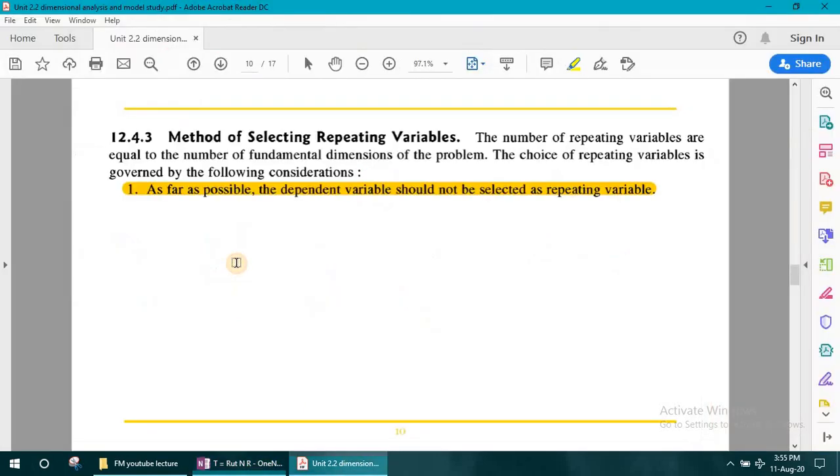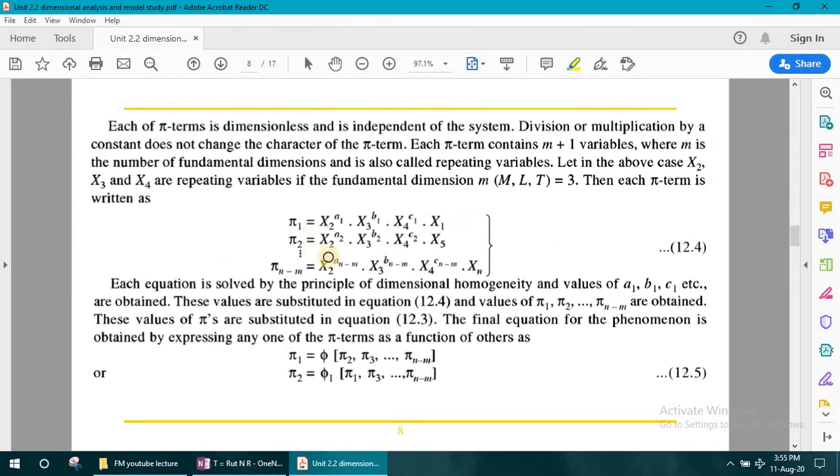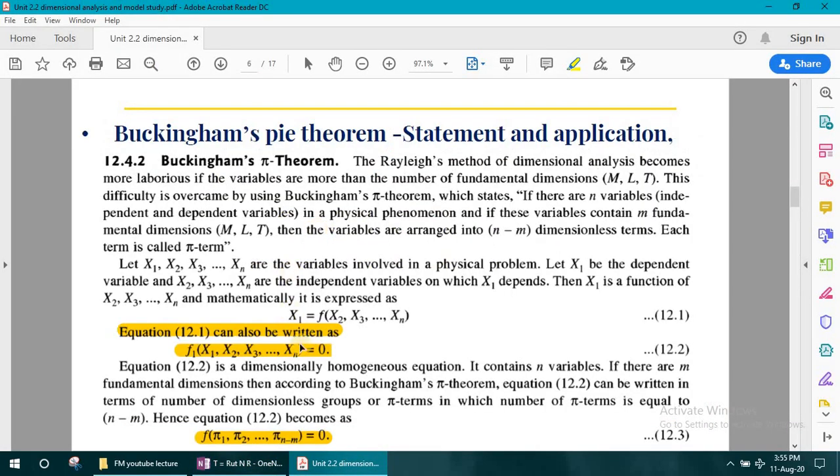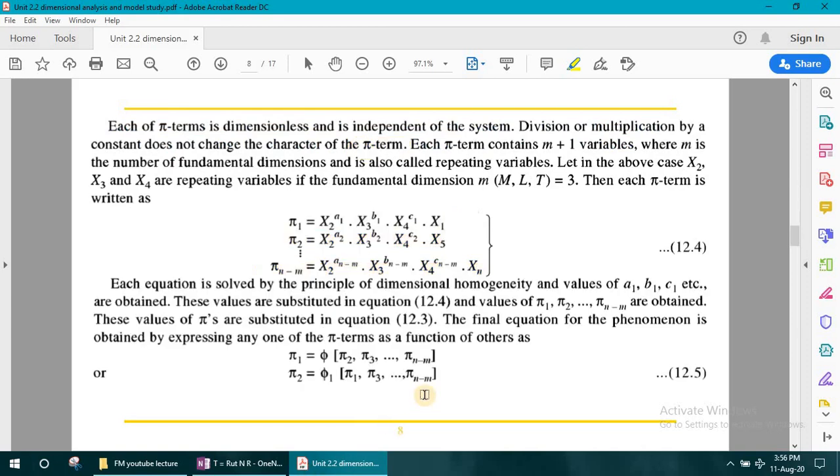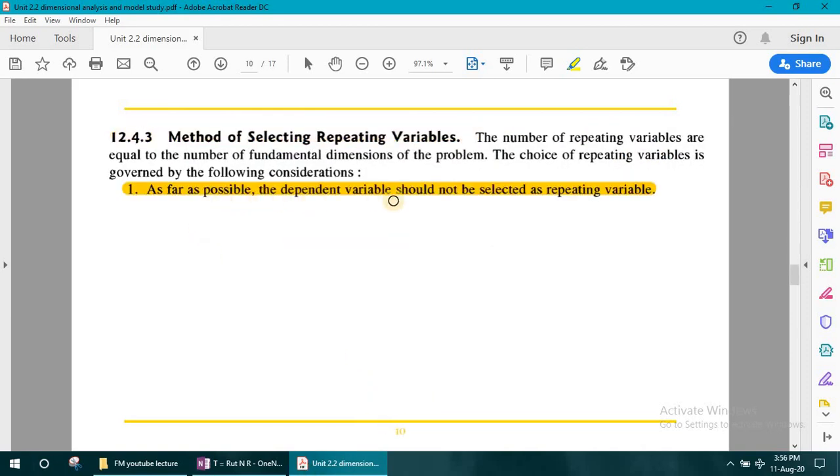In this equation also you can see, as in the past example, x1 is dependent. You can see x1 depends on this thing. So we have selected x1 as a non-repeating instead of a repeating variable. So the first rule is that the dependent variable should not be selected as a repeating variable.